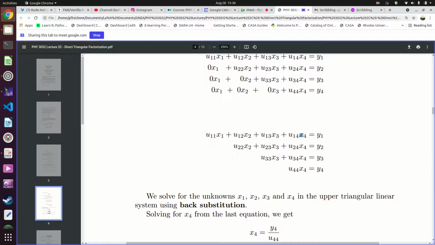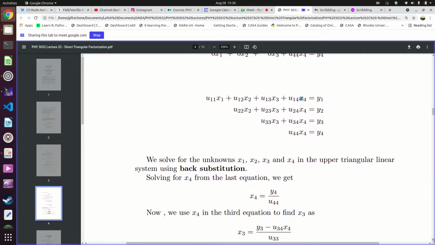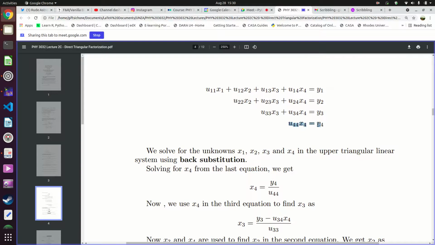So in this particular case, you're going to start with the last equation, this one. You start with the last equation here, then you solve for x4. So in this particular case, x4 is simply going to be equal to y4 divided by u44. So your x4 will be y4 divided by u44.